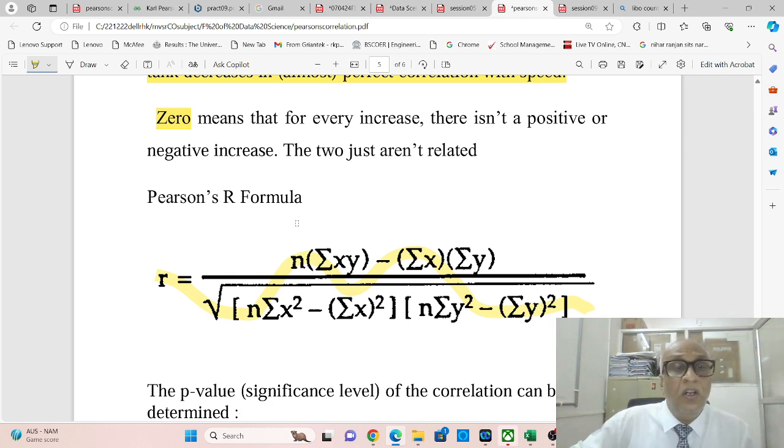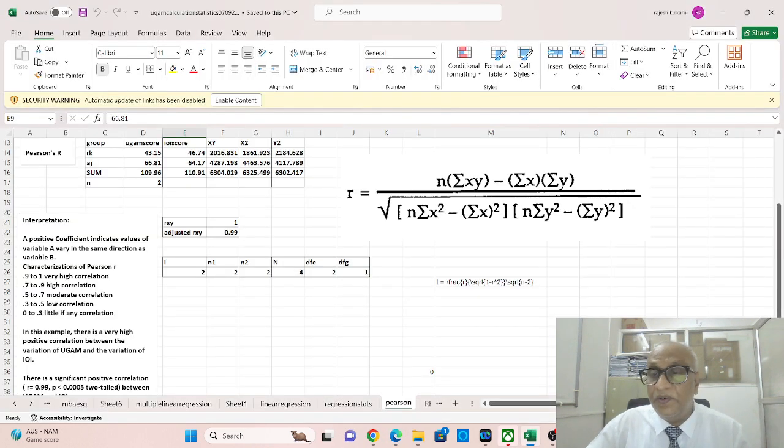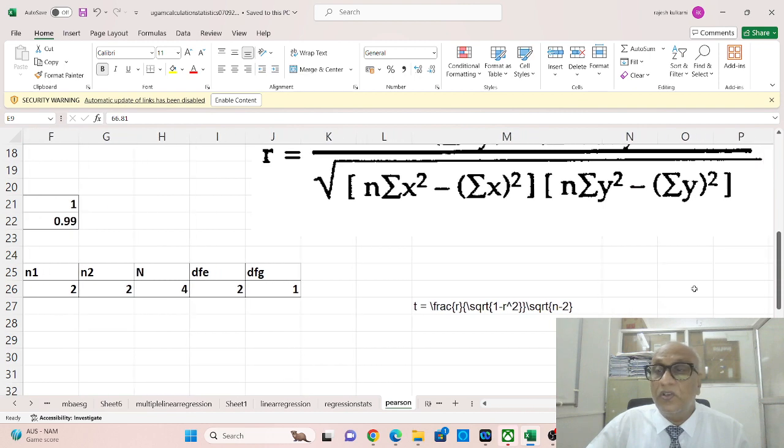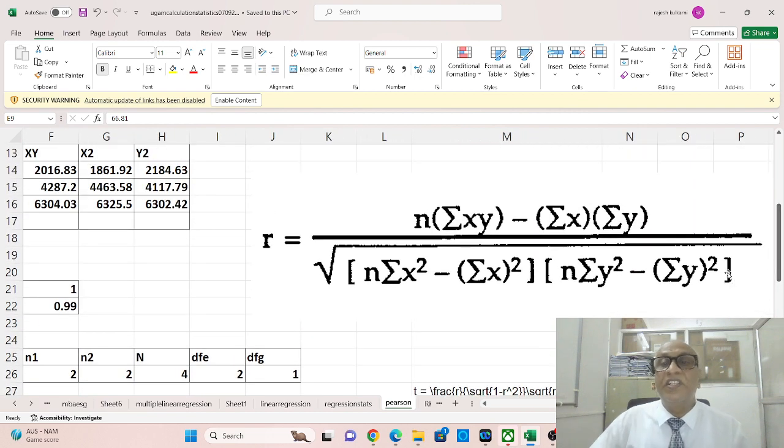Now to make things simpler, I'll show you my Excel sheet calculation here. This is the Pearson's correlation coefficient formula. Pearson's correlation coefficient is indicated by R. In the numerator, I have to calculate n into summation of x into y minus summation of x into summation of y. The denominator has n into summation of x square minus summation of x whole square, and n into summation of y square minus summation of y whole square.